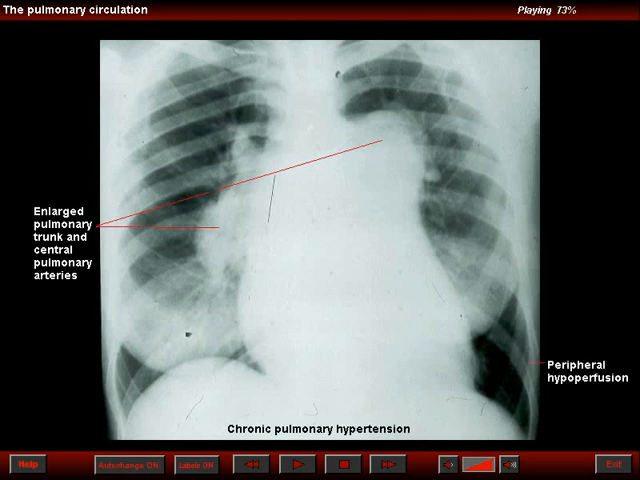So that contrast between centrally enlarged arteries and peripheral hypovascularity is pathognomonic of precapillary pulmonary hypertension. This patient had chronic pulmonary thromboembolism.